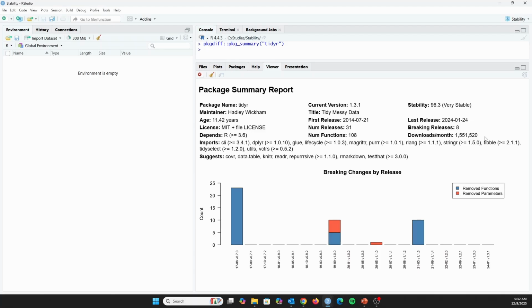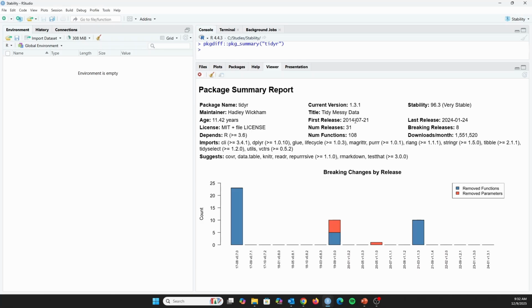It gets a lot of downloads, 1.5 million downloads per month, and you can see not too many functions or function parameters removed from this package over the last 10 years. It's quite an old package. First came out in 2014.